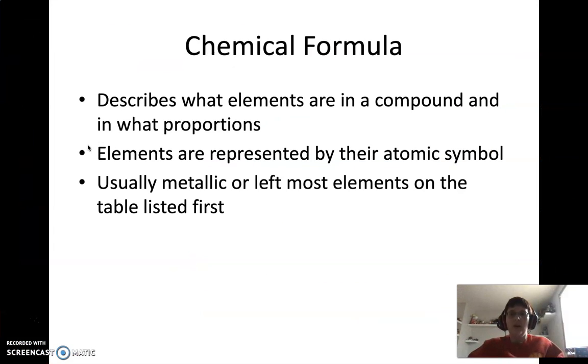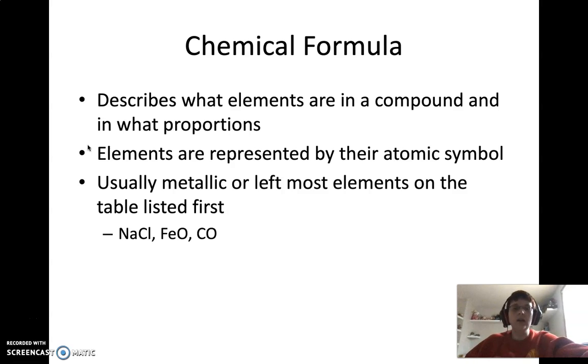What we're going to see when we write a chemical formula is that the metallic element in the compound, or the leftmost element on the table, is going to be listed first. So let's see what we mean by that. Here are some examples of some compounds: sodium chloride, iron oxide, and carbon monoxide.